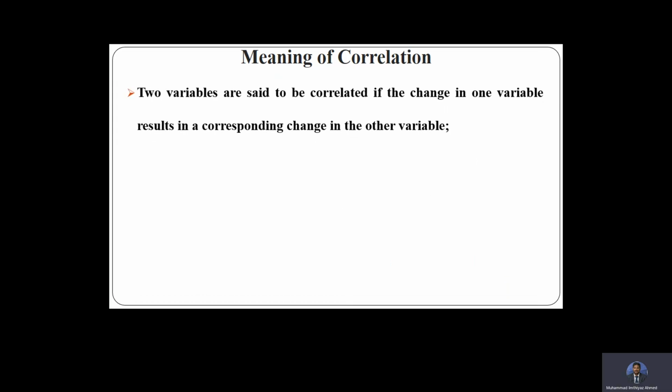Now, two variables are said to be correlated if the change in one results in a corresponding change in the other. I told you, right? Study is one variable. I can keep this as X. Then grade is another variable. This is what we are talking about here, variable. A variable is nothing but you are keeping some name. Study hours. Now, you study more, what will happen to grade?